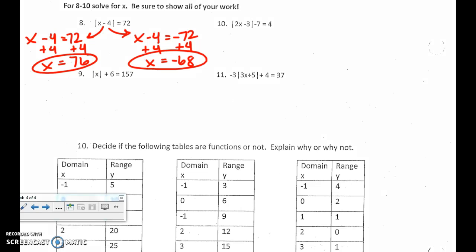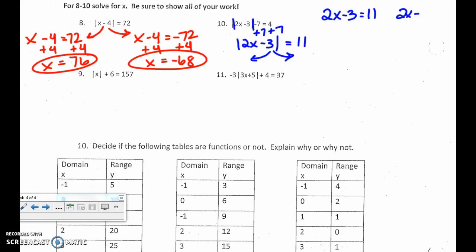Number 10 is different because notice our absolute value bars, they're not solo. We have this 7 over here. We have to move that 7 before we split it up. Okay, so then we have the absolute value of 2x minus 3 equals 11. And then I split it up. The big mistake people make is they want to split it up before. You have to move that 7 first. So we get 2x minus 3 equals a positive 11, and 2x minus 3 equals a negative 11.